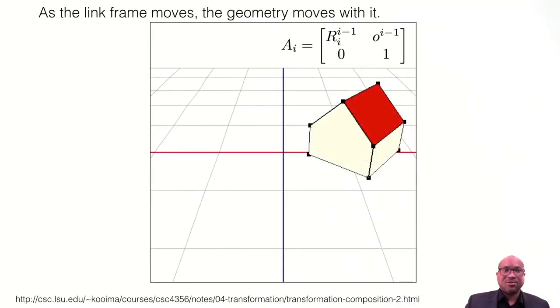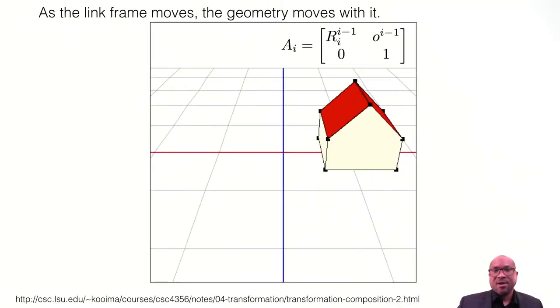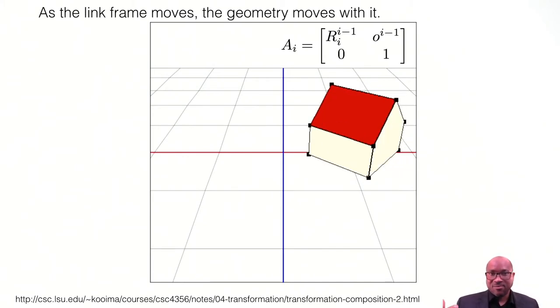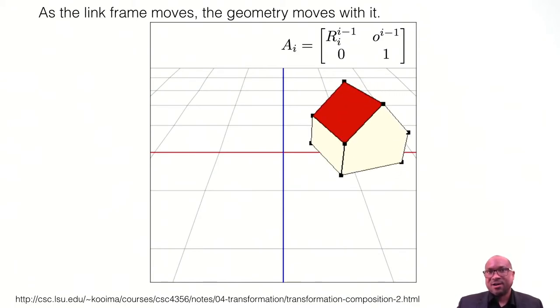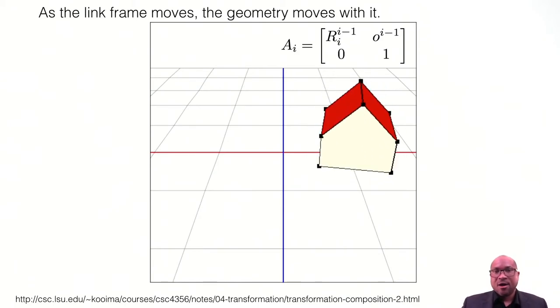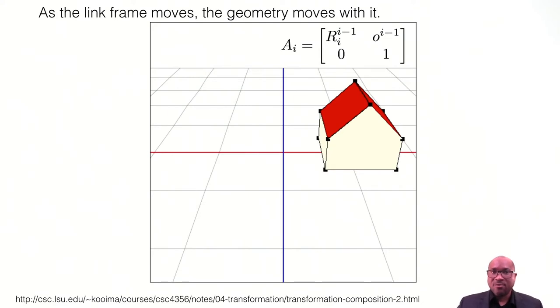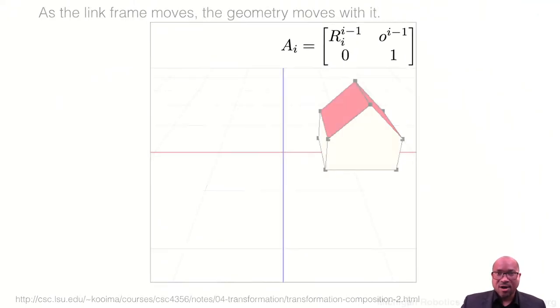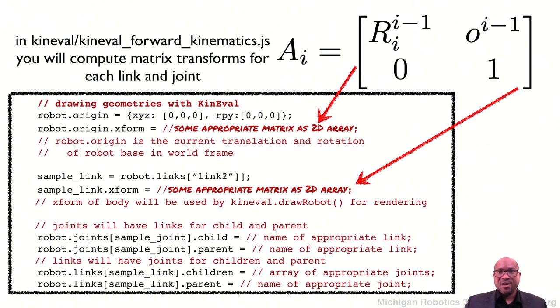Once we have those geometries, we can then move the link frame. In this case, we're just rotating the link frame. If you're looking at it with respect to the homogeneous transform, we're changing the angle that is represented by the rotation R. As we move the link frame, that inherently moves the geometries of the object along with it. What's really critical for us is that for every joint and every link, we want to be able to specify what its transform is going to be with respect to the world frame. And so you're going to store that.